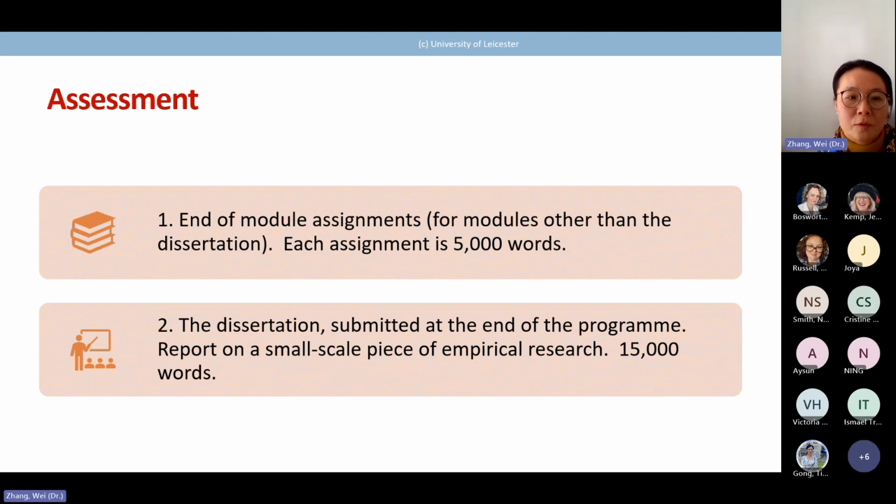We are aware of the workload and also the work-life balance of our students. Therefore, for the MSc Educational Leadership, we introduce 1 assessment point per module. Students are normally required to produce 5,000 words at the end of each module. And for the dissertation, similar to the other programs we have presented, students are required to produce around a 15,000 word dissertation report.